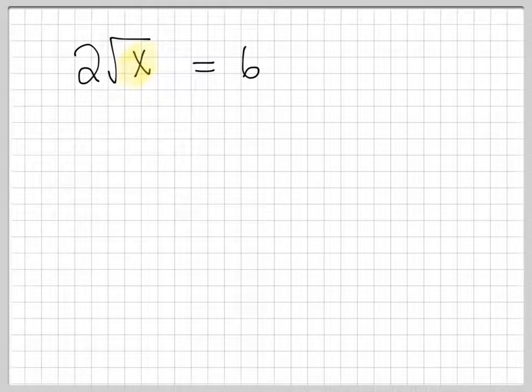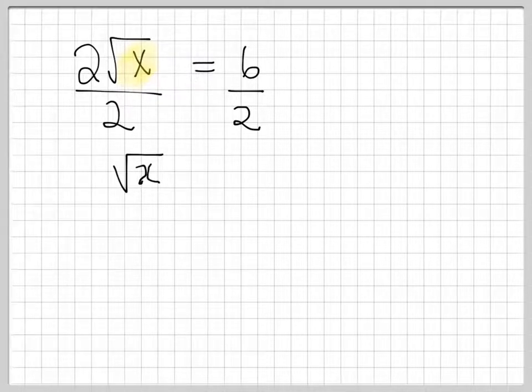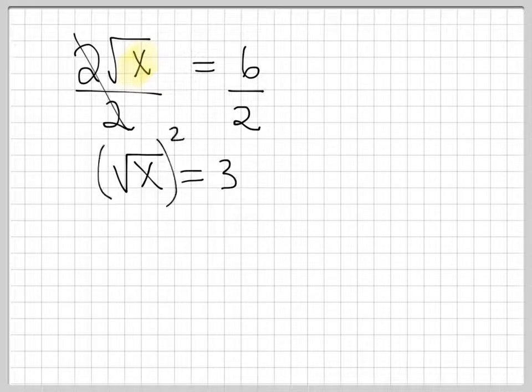So first we're going to divide both sides by 2, and we get radical x equals 3, and then square both sides and get x equals 9.